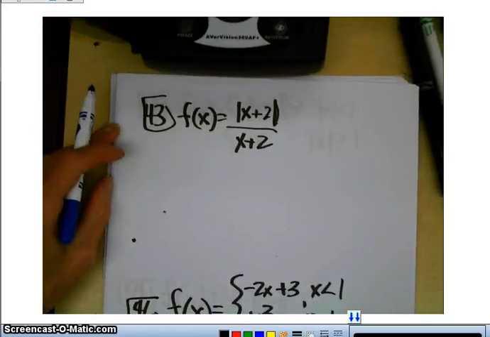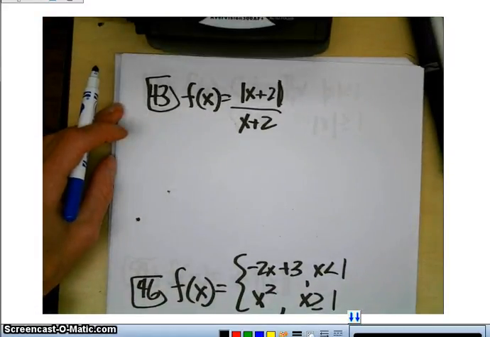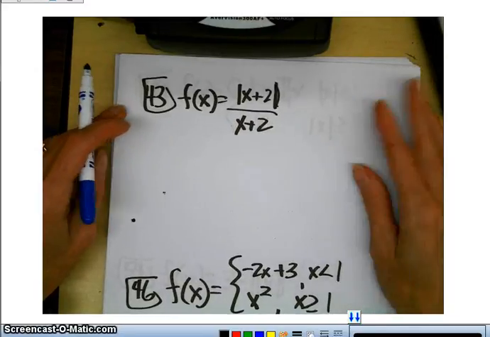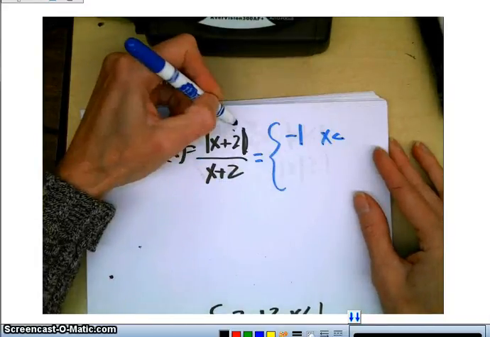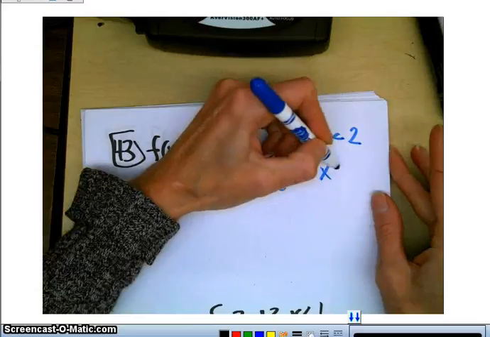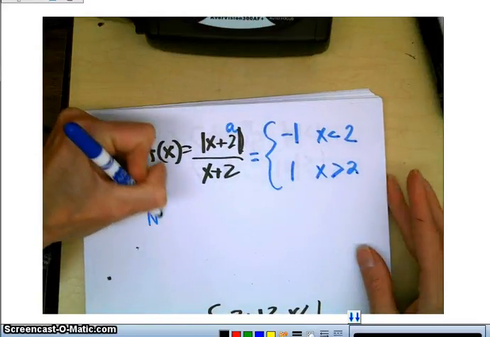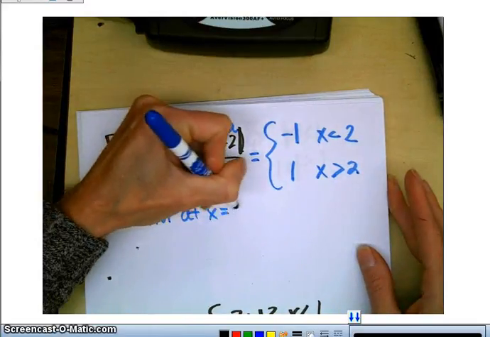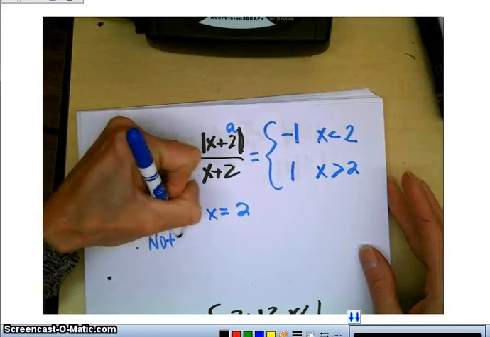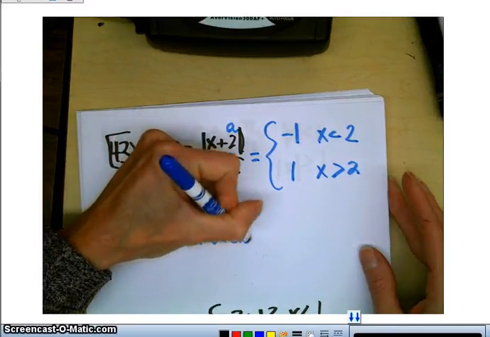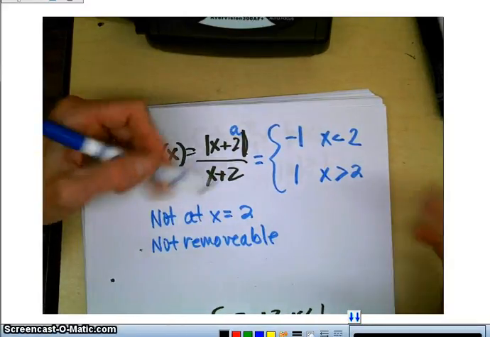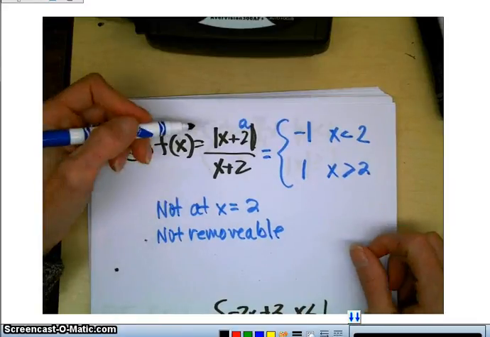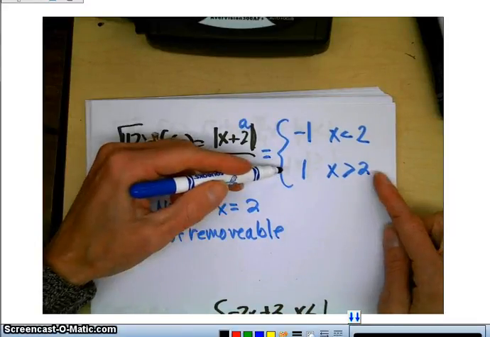This problem right here, if I want to discuss the continuity, bells and whistles should go off after you look at this for a moment, and you should recognize, hey, it's that function Mrs. Kern talked about earlier. This is always the function -1 where x is less than 2, and +1 where x is greater than 2, and therefore this is not continuous at x equals 2, and it is not at all removable. You can't simplify this. This is as simplified as it ever gets.